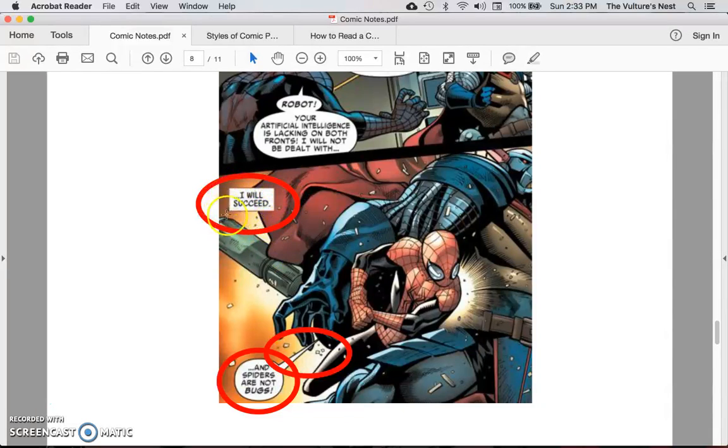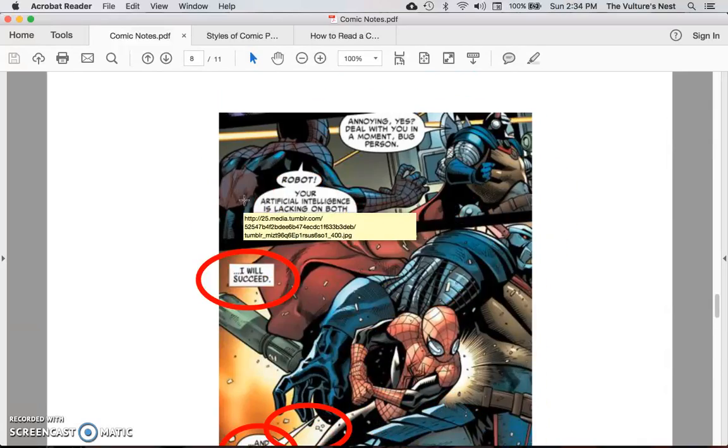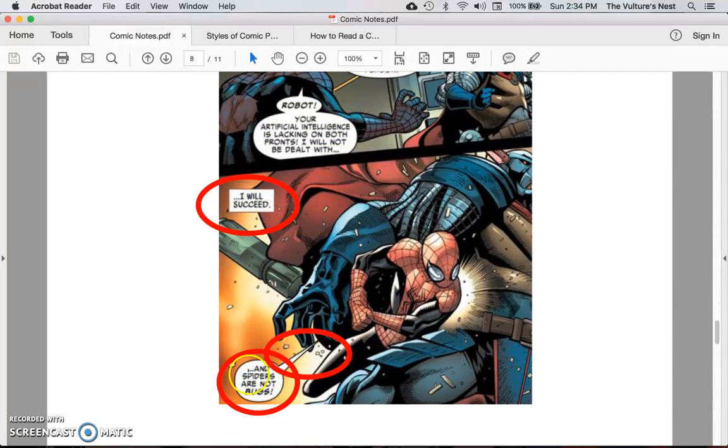Okay, again, this is a narrative box. Notice there's no pointer, there's no bubbles, it's just a box by itself. And Spider-Man is kind of talking to us, so that's a narrative box. And then this here, it is a solid circle. It has a pointer going towards the character, so we know Spider-Man is saying this out loud. So this is a speech bubble with a pointer.